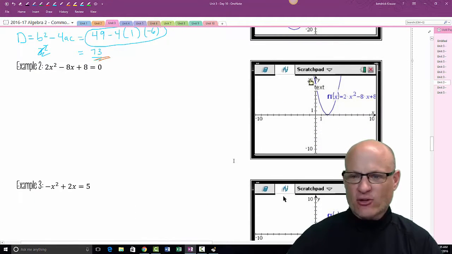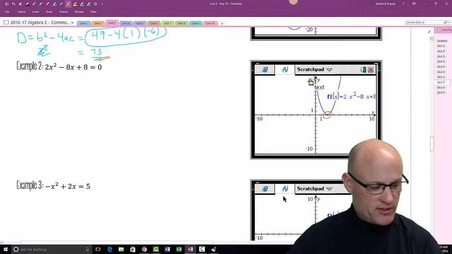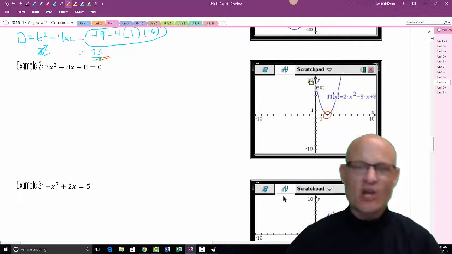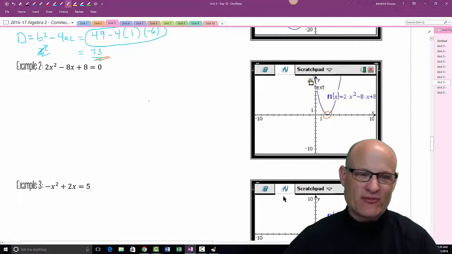Now this one looks factorable. You see how it looks like it's hitting one root? So this one, to me, is probably factorable. Now I'm going to show you how you can tell if something's factorable.